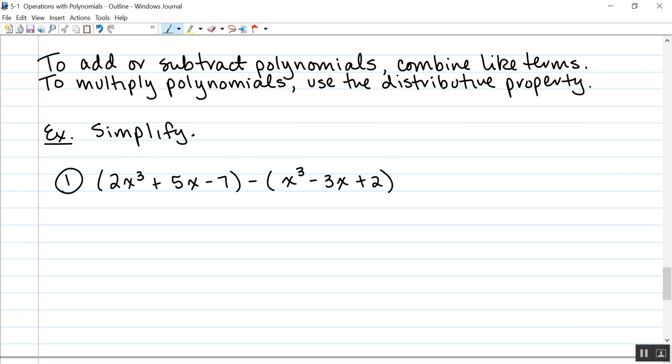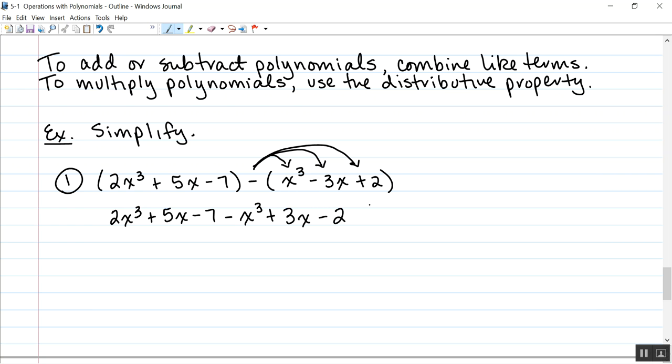Now, remember, this negative sign means that I have to subtract each one of these terms. Or another way to think of it is I'm going to multiply each term in my second polynomial by a negative 1. So let's just copy the first one without parentheses. And then let's multiply each one of these by a negative 1. Negative x cubed plus 3x minus 2.